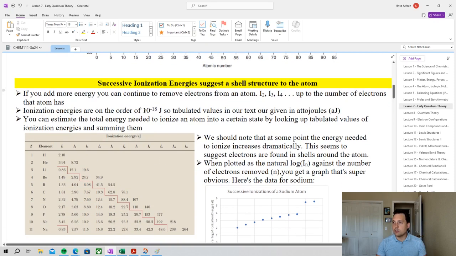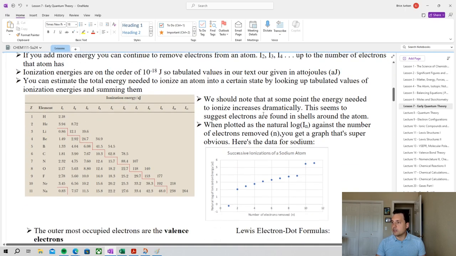Ionization energies are on the order of 10 to the negative 18 joules. These are an attojoule. And we can estimate the total energy needed to ionize an atom by simply looking up these tabulated values and summing them. We should note that these energy requirements increase dramatically as we further ionize the atom. And this suggests that there are shells around the atom where these electrons are located.